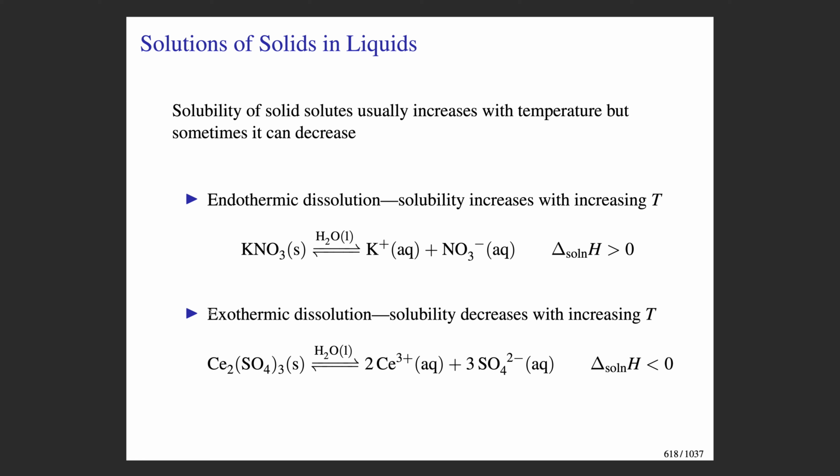The other type that you need to worry about is when the dissolution process is exothermic. So here, for cerium(III) sulfate, it's an exothermic dissolution process. In this case, when the temperature increases, the solubility of the ionic compound decreases. So these are the two rules. In order to predict whether the solubility of a solid solute will increase or decrease with temperature, you need to know the sign of the delta H for that process.